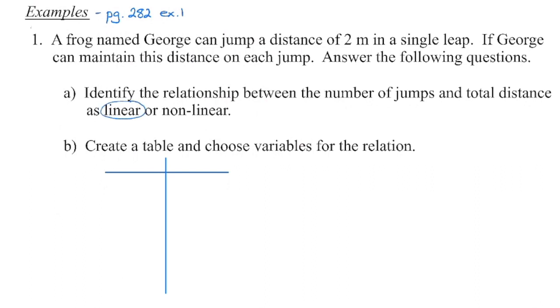When you do a table of values, if you're given a context, we don't just want to put x and y here. You want to identify which is the independent variable and which is the dependent variable. In this case, we know that the distance he goes depends on which jump he happens to be on. So if you want to write in here, this is the x and this is the y. The number of jumps, just kind of think that's what comes first. He jumps, and then we figure out what is the distance that he traveled.